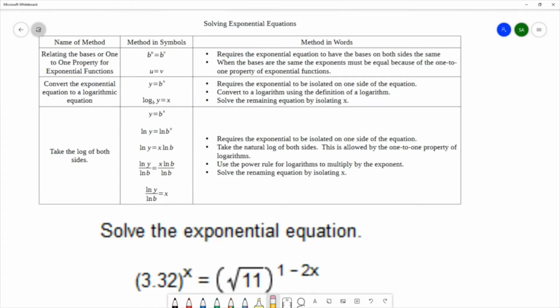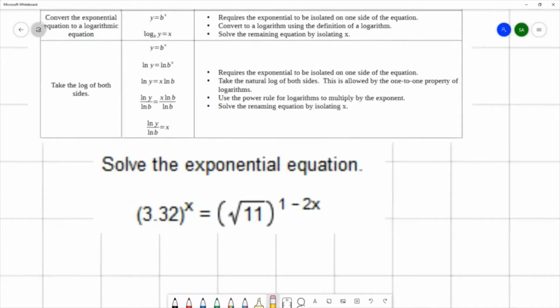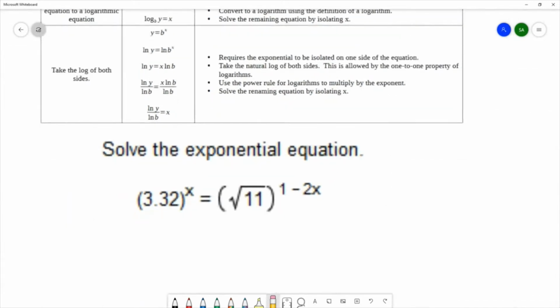Now, to solve this, we can convert to a logarithmic equation, or we can take the log of both sides. I typically prefer to take the log of both sides, so that's the method I'm going to use. So in this example, I'm going to start by taking the natural log on the left, and the natural log on the right, so that we can keep our equation balanced.